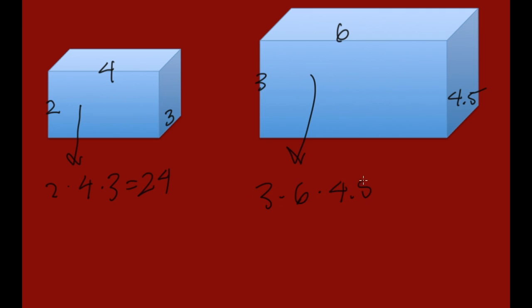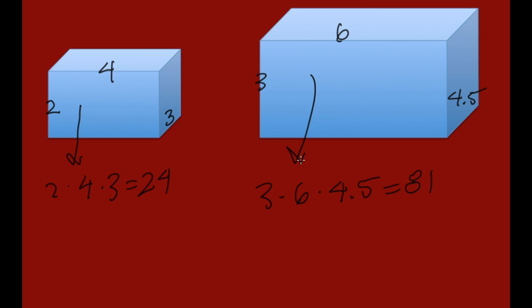And now for volume. Let's make these rectangles into 3D prisms and find their volumes. So we said this was 2, 4, and I'll say this is 3. We had 3, 6, and I'll say this is 4.5. Now volume, remember it's length times width times height. So 2 times 4 times 3 gives us 24. 3 times 6 times 4.5 will give us 81.